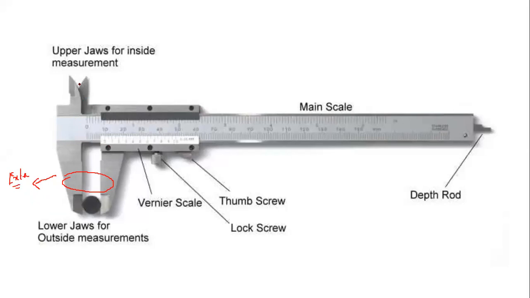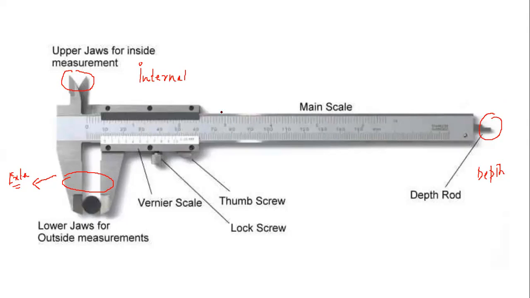These are called upper jaws, and these upper jaws are used for internal measurements, for example, internal diameter, internal length and radius of a body. This one is used for finding the depth of a body.